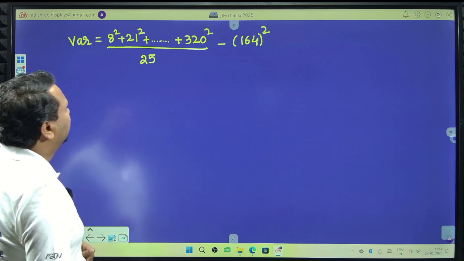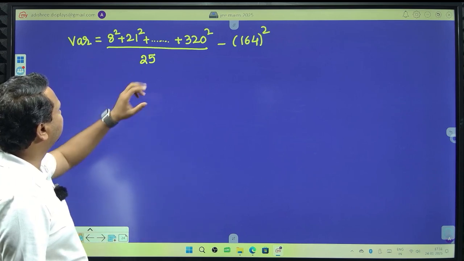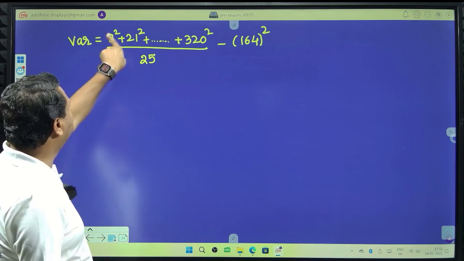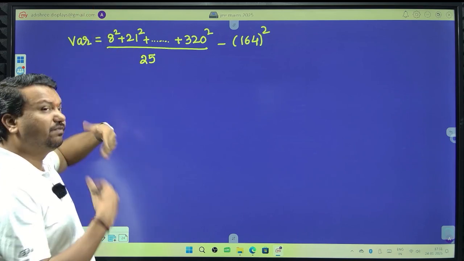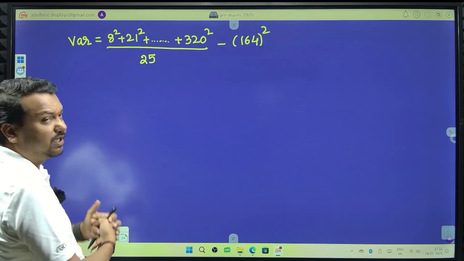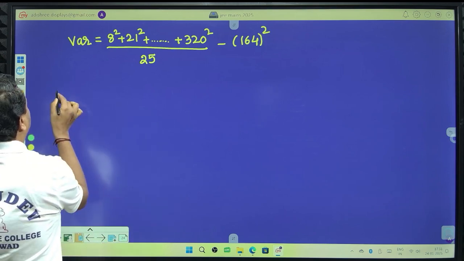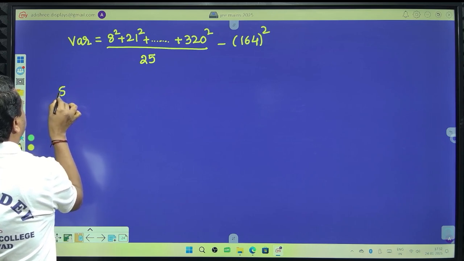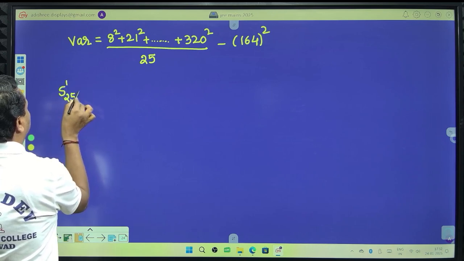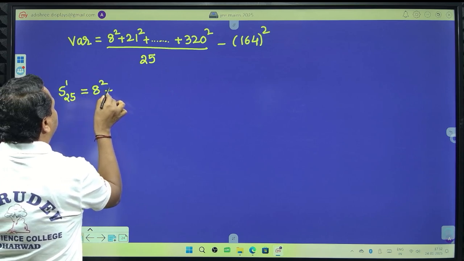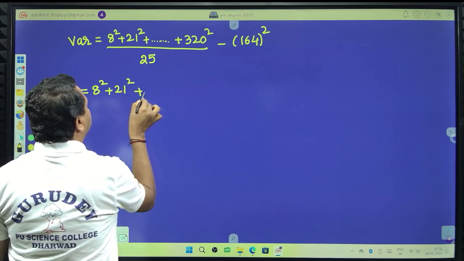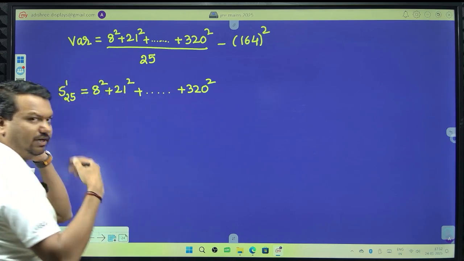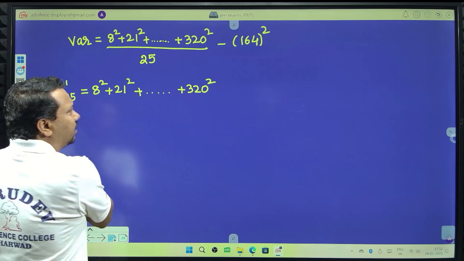Clear? So to find the sum of the squares, of course, we have 25 terms. We should be careful in solving this particular case. This is the numerator I am telling. Later we will go for the division, but the problem is with the numerator here. So let me consider the sum of the squares, let me take it as S dash of 25. I am just taking care of 8 square plus 21 square plus so on up to 320 square. Let us solve only this part. Variance we can substitute later. Clear? So what can we observe here?